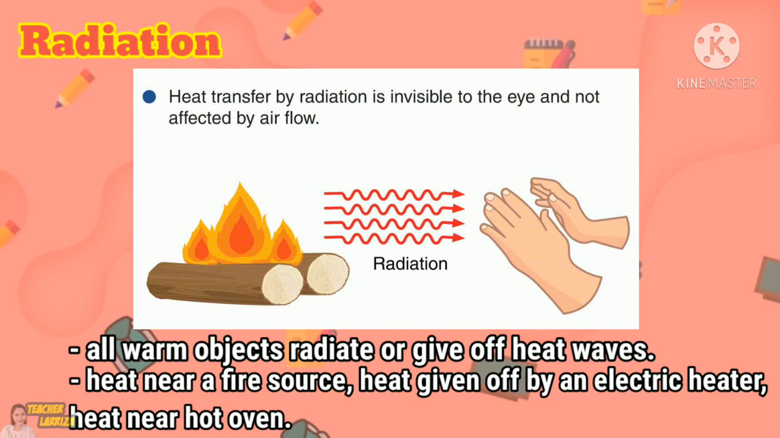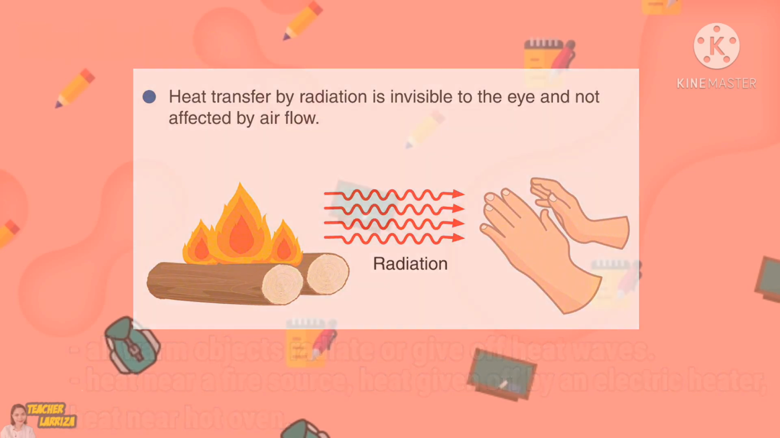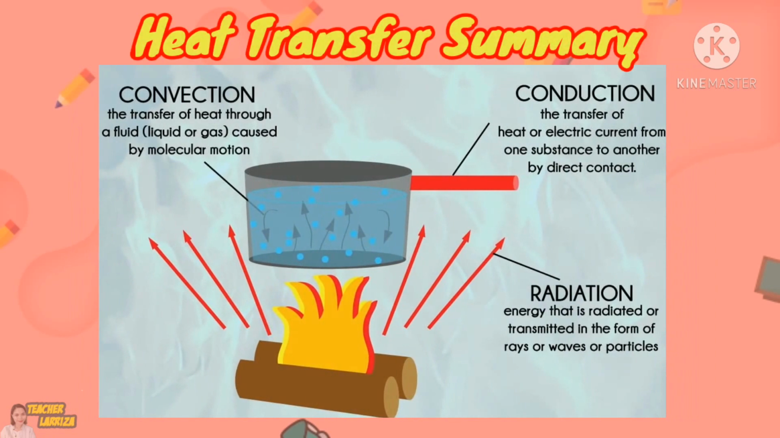Some other examples ng heat transfer na may kinalaman sa radiation ay pag ikaw ay nakakaramdam ng init kapag ikaw ay malapit sa isang fire source, the heat given off by an electric heater, and the heat near a hot oven. To summarize the different ways of heat transfer, let us take a look at this picture.